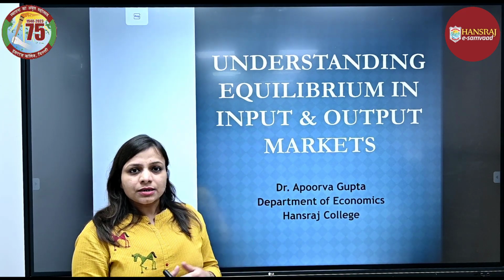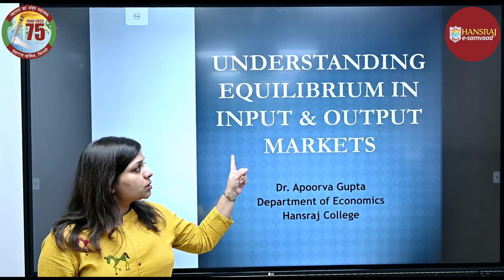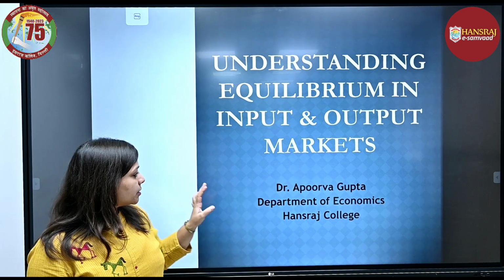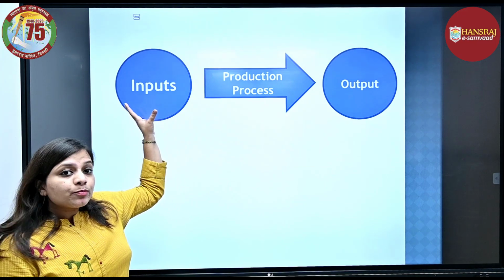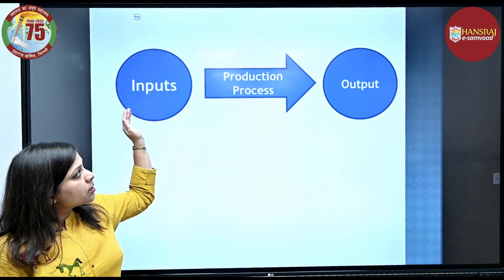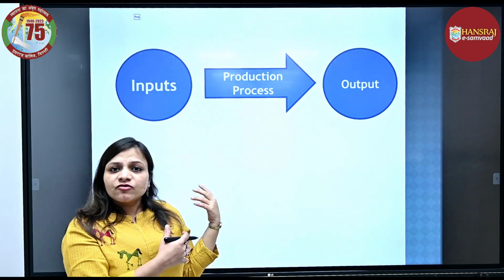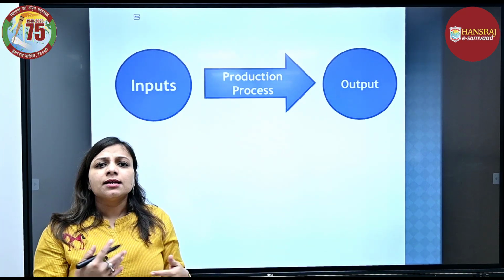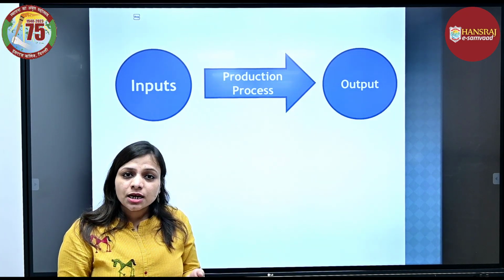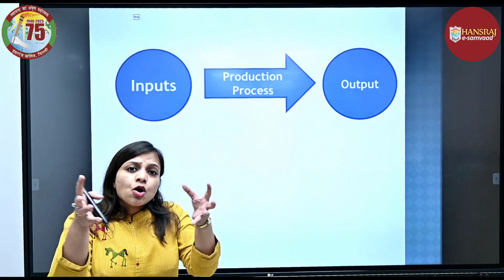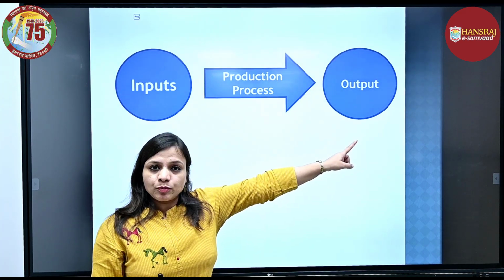So let's get started. Remember one thing, the assumption in the background is that both the input market and the output market are perfectly competitive. Going by the usual thing, the inputs or factors of production go into the production process to create the output. Factors of production or inputs can be land, labor, and capital. Capital can be physical capital, financial capital, or human capital. All these factors of production combine together to produce the output.